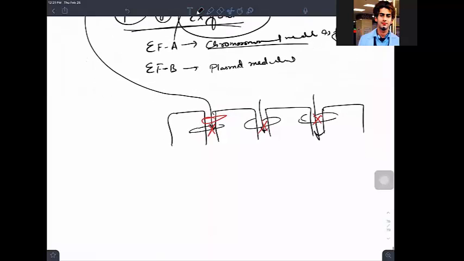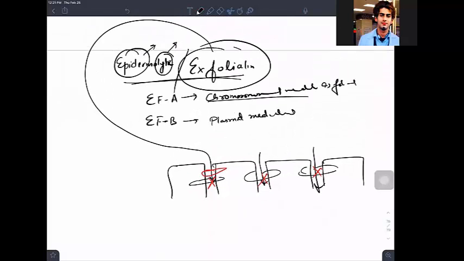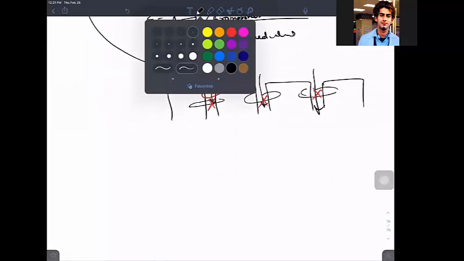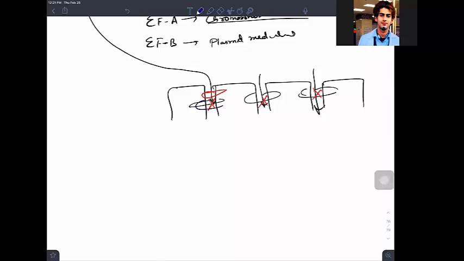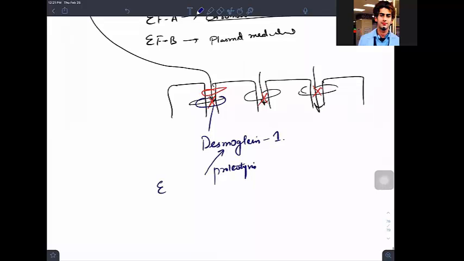Now let me show you the pathology, how it destroys. What does this exfoliatin do? The desmosome is made up of a protein known as desmoglein 1. Remember this. This desmoglein is attacked, proteolysed. Proteolysis happens by which toxin? The epidermolytic toxin, the exfoliative toxin, will attack this.